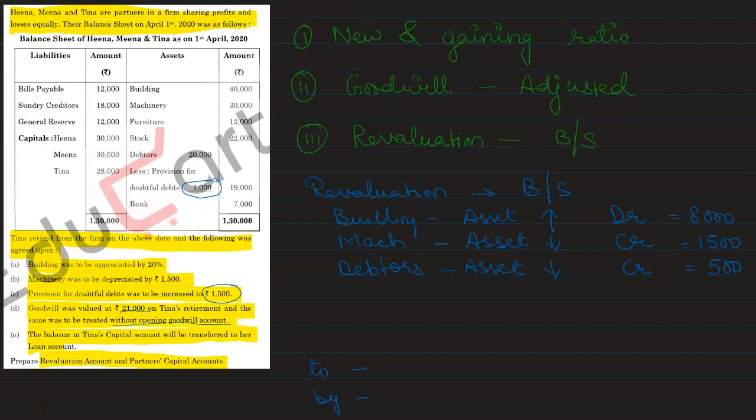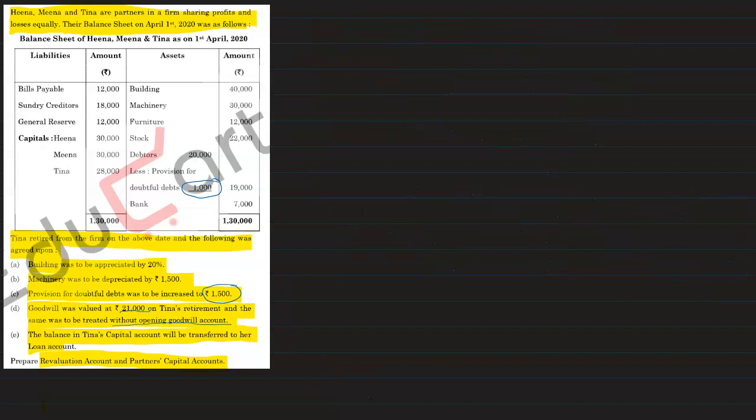Then comes goodwill. We have done the entry of goodwill. Balance in Tina's capital to be transferred to loan account. So this will be treated in the capital account. Now here these are the three effects. When an asset is debited or when an asset is credited, the second account will be the revaluation account. Means if an asset is debited, revaluation will be credited. If an asset is credited, revaluation will be debited. This all explanation was how we are going to solve the question.